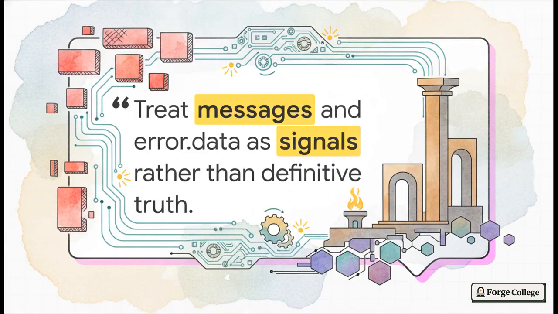I want to leave you with this thought. Reliable error handling isn't about ignoring failures. It's about treating error messages as signals to build deterministic, resilient machines. True engineering resilience comes from classifying failures correctly right from the start.